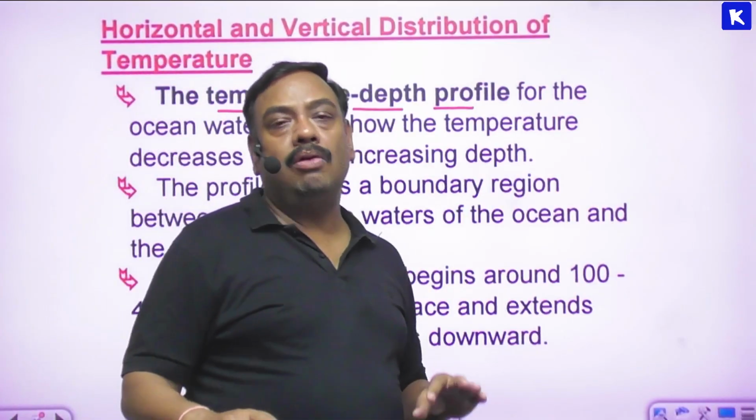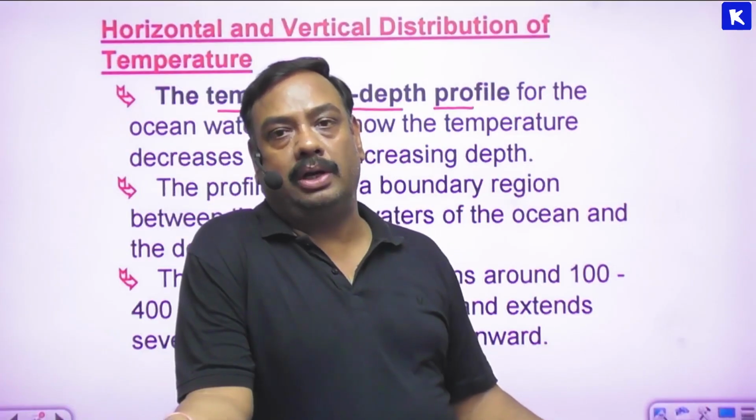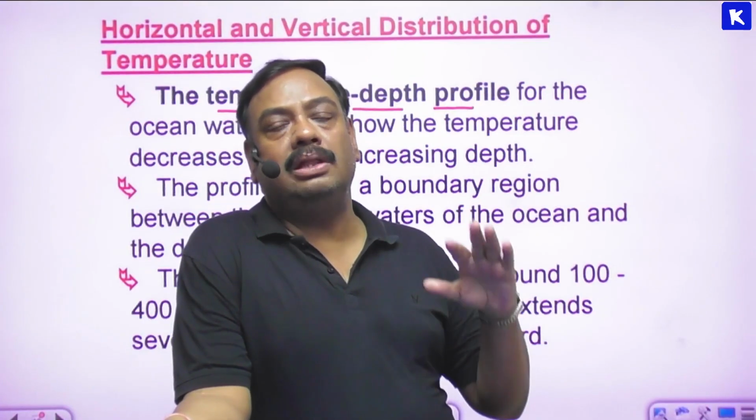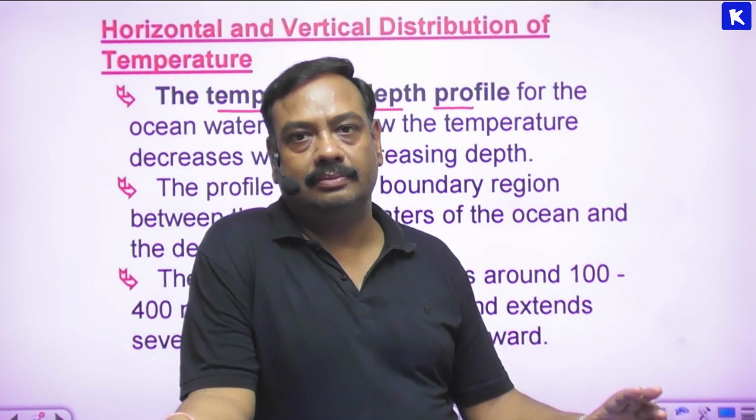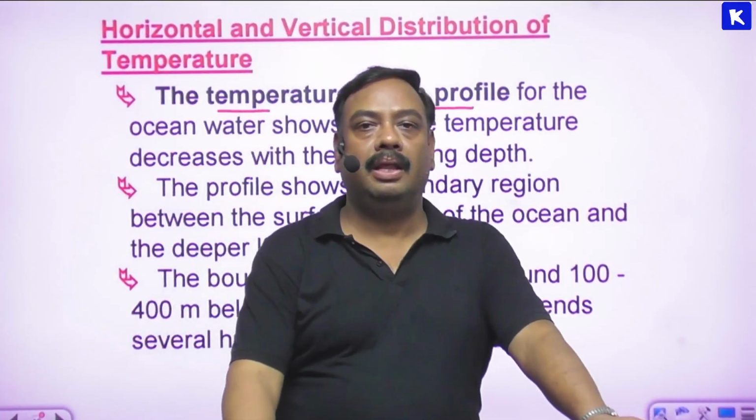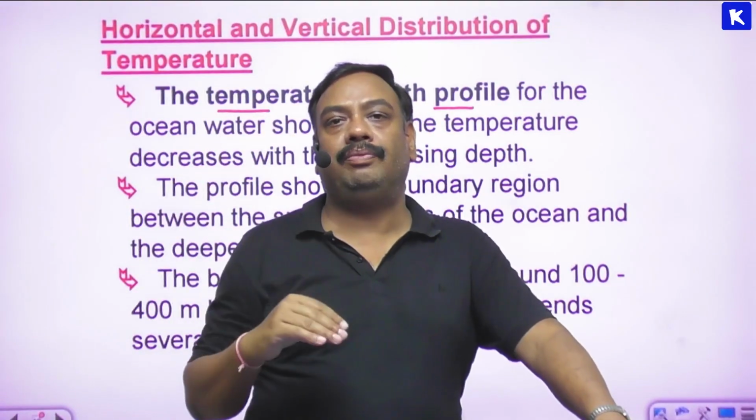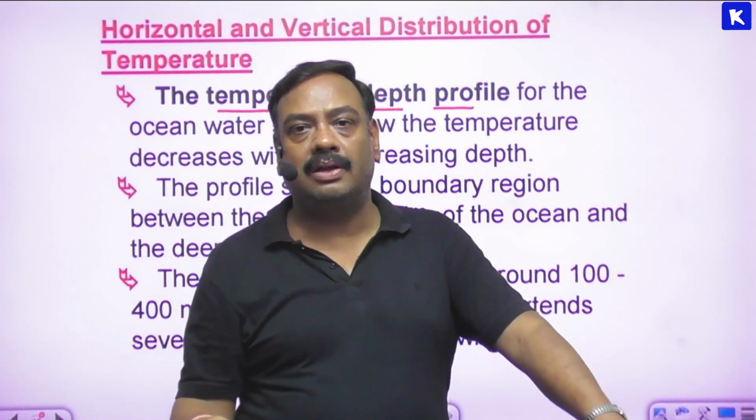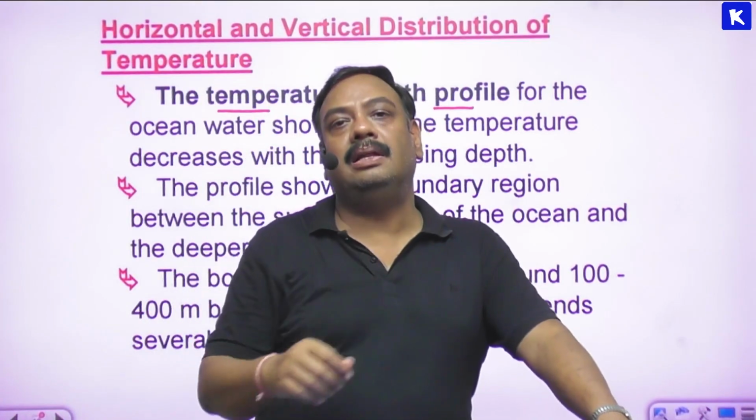When we talk about such a boundary, these boundaries in the ocean water are demarcated on the basis of the rate of decrease of temperature. Now here I would like to clear the thing. Actually, the maximum temperature occurs at the sea surface, or at the surface of the ocean, and temperature gradually decreases with increasing depth.